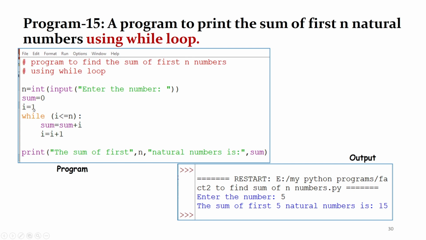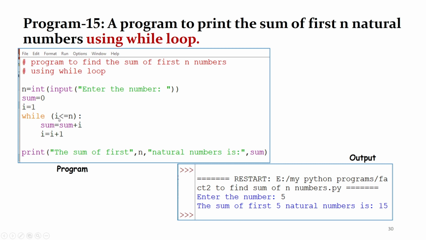The initial value of the I counter is 1. Then while I is less than or equal to n, it is checked against the value of n. Then I am incrementing: sum is equal to sum plus I. The value of sum was 0, so I, that is the 1 value, is added to it. The first value of sum became 1. Then I am incrementing I by 1.